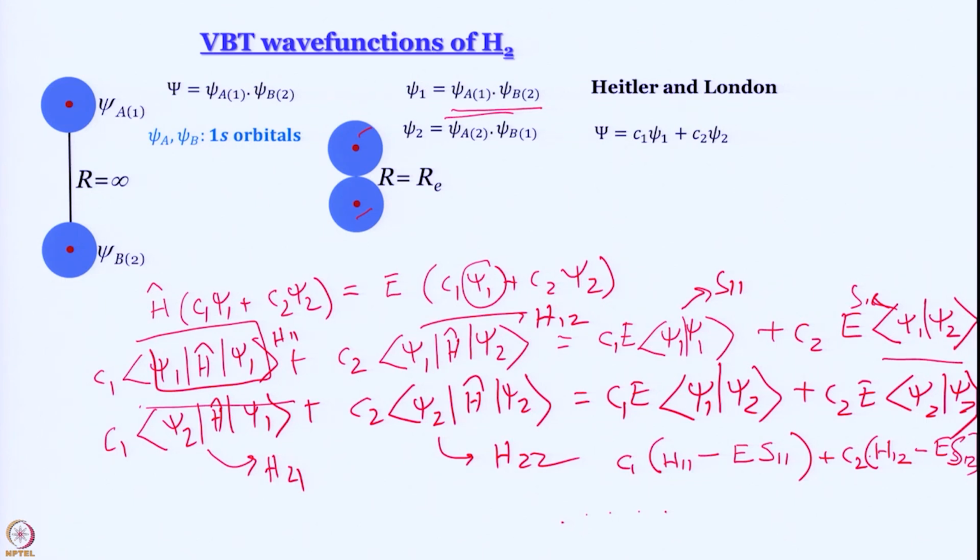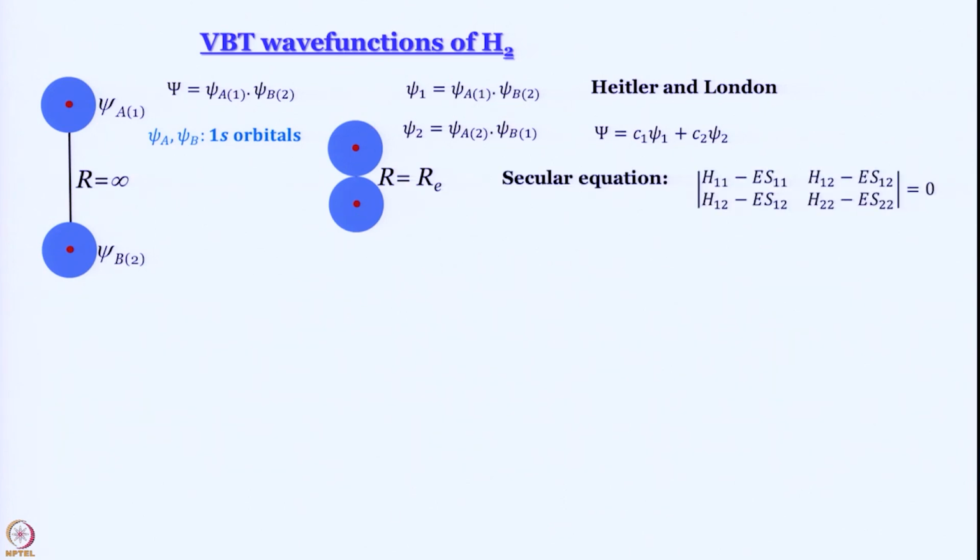So, now let me show you that secular determinant. Here is the secular equation. You remember what we had written a little while ago. We got this H11 minus E S11 as a coefficient of C1, H12 minus E S12 as coefficient of C2 in the first equation. In the second one, this was the coefficient of C1, this was the coefficient of C2. So, of course, this is your secular equation. Now, we have to evaluate these integrals one by one.